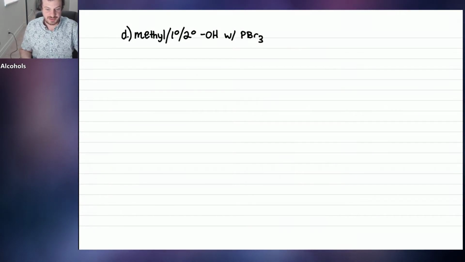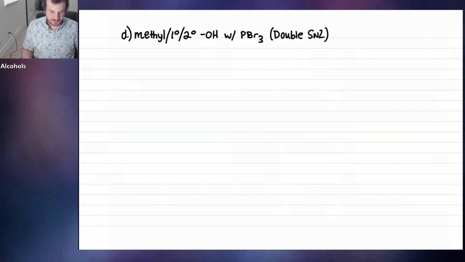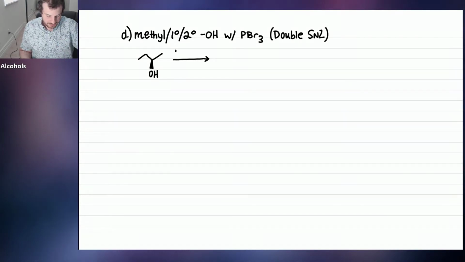And the mechanism is essentially a double SN2. I'll show you the mechanism of this reaction. So if you take an alcohol, let's take the secondary alcohol here, and the conditions are PBr3, and the solvent is typically CH2Cl2. The product of the reaction is the bromide with inversion.